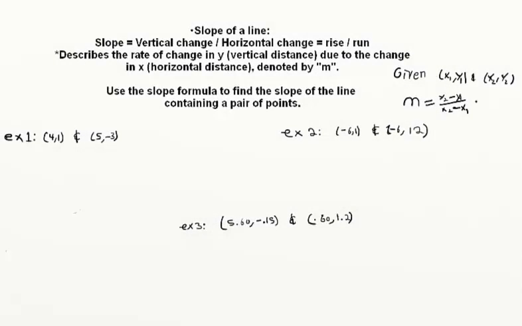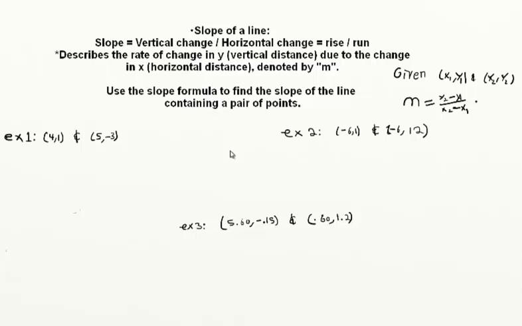In this video, we'll be discussing the slope of a line. The slope is the ratio of the vertical change and the horizontal change, that is, rise over run. It describes the rate of change in y, the vertical distance, due to the change in x, the horizontal distance. So if x changes at some increment, how does y change with each increment of x? And we denote it by m.